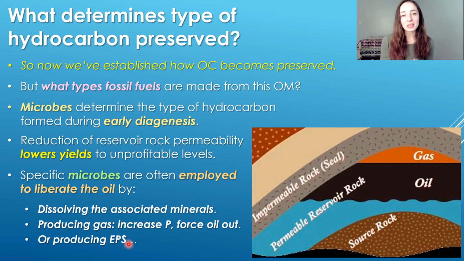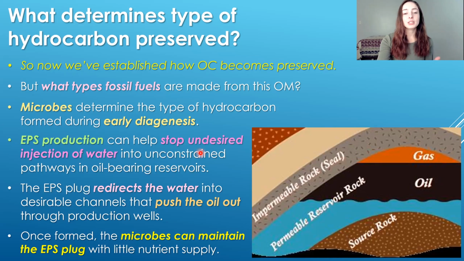I've talked a lot about EPS in this geobiology playlist of mine on my channel, and it stands for extracellular polymeric substances. Why would microbes excreting a mucousy substance help in this situation? Well, EPS production can help stop undesired injection of water into unconstrained pathways in oil-bearing reservoirs. What does this mean? Well, basically, the microbes produce an EPS plug that redirects water into desirable channels that push the oil out through production wells.